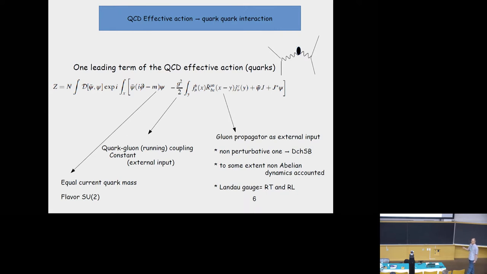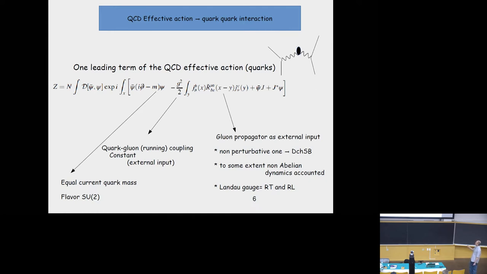So this is one of the leading terms of the QCD effective action, in its place in the generating functional. We have the kinetic, free terms, where M is the current quark mass, and I will take SU(2) flavor, so m_u equals m_d. And this is a quark-quark interaction of color currents, with a non-perturbative gluon propagator. This way we take into account, to some extent, the gluon self-interactions. And this is a quark-gluon running coupling constant. I will keep it constant, and it can be absorbed in the analysis of the gluon propagator.